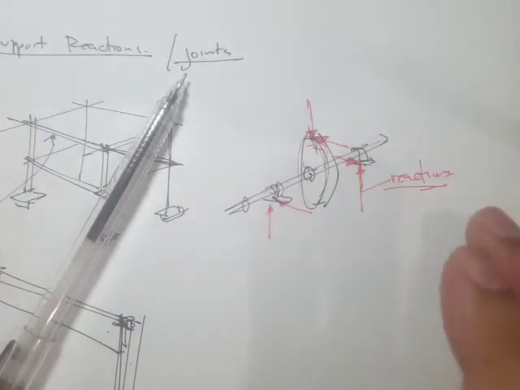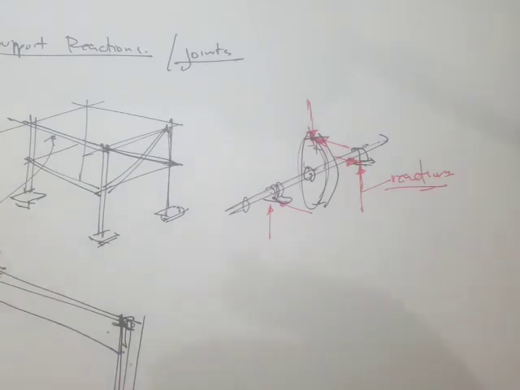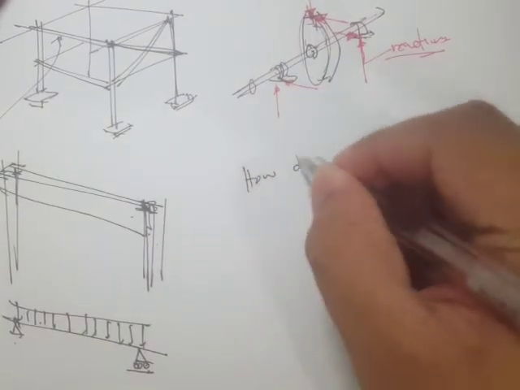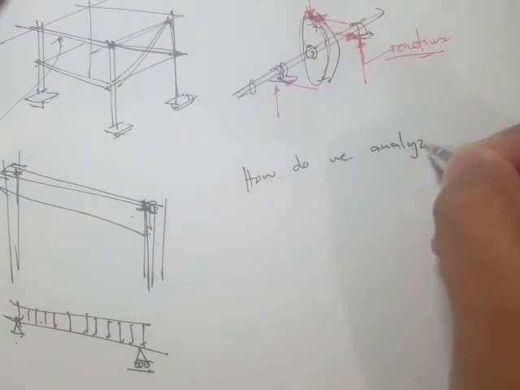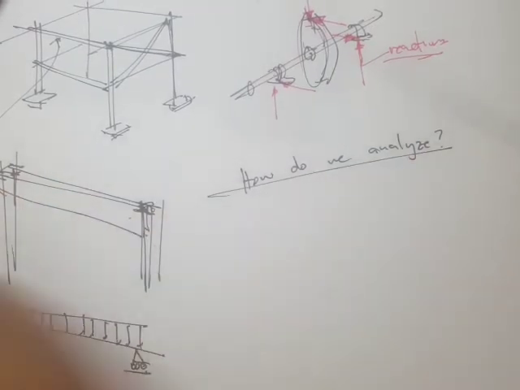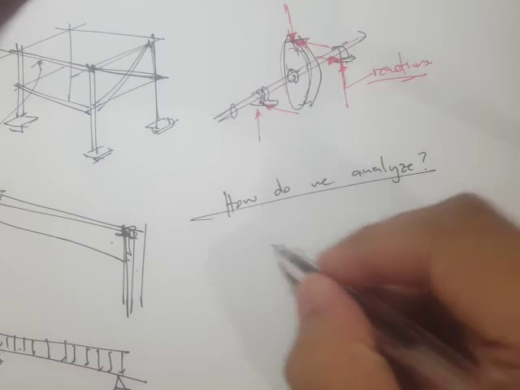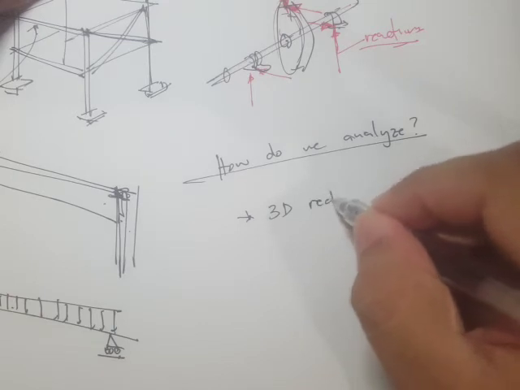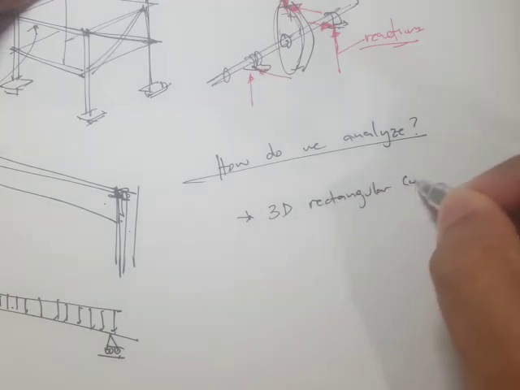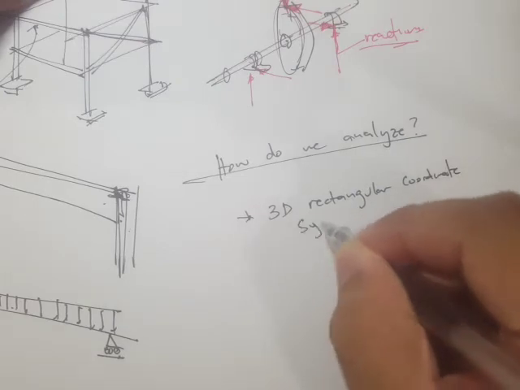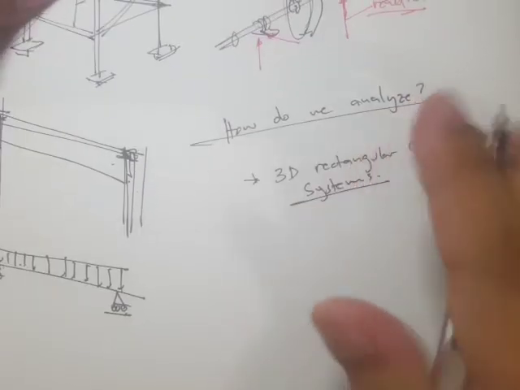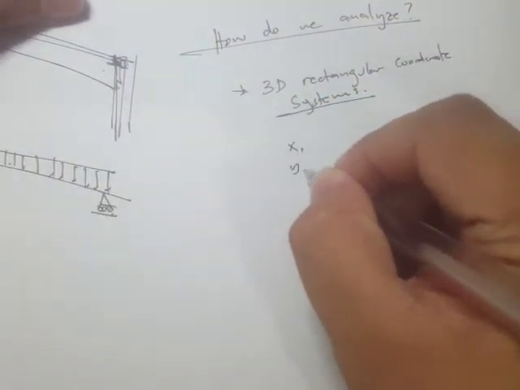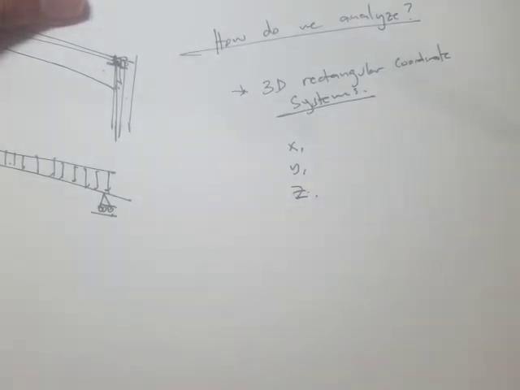So how do we analyze these reactions? How do we analyze the support reactions and joints? Then just think about the 3D rectangular coordinate system. That means we can describe the support reactions and joints in terms of x, y, and z.